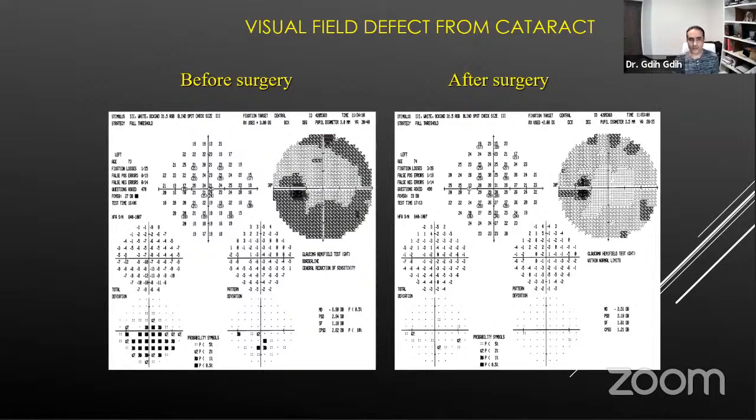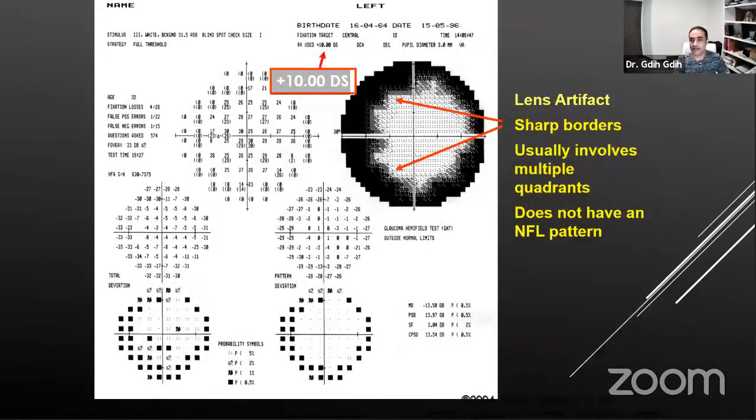This is also before and after cataract surgery. It just tells you how the patient can improve from one side to the other. Now, this is not for the purpose of explaining the details of the visual field, just explaining the physiological factors that can affect your visual field outcome. So we're not going to go into details of these printouts because we're going to have more details coming in the next slides.